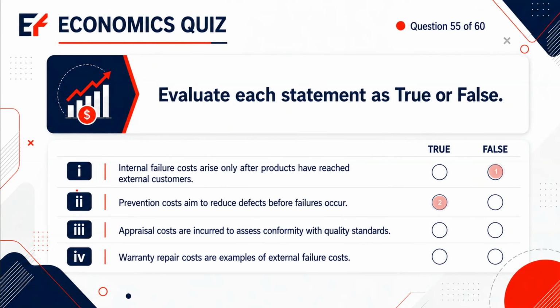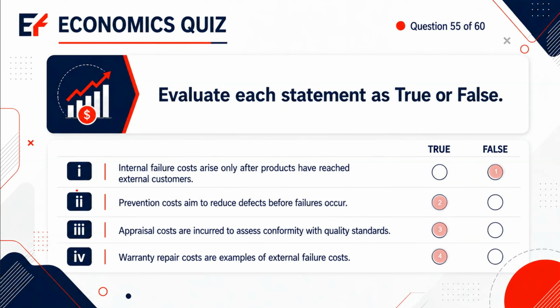Appraisal costs are incurred to assess conformity with quality standards. The correct answer is true. Warranty repair costs are examples of external failure costs. The correct answer is true. Let's review the quality cost categories.